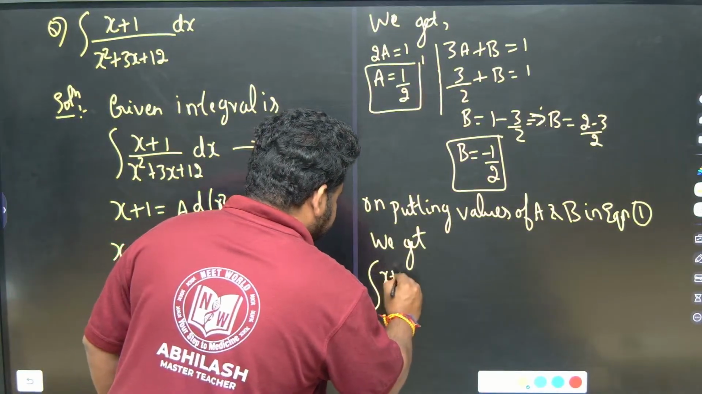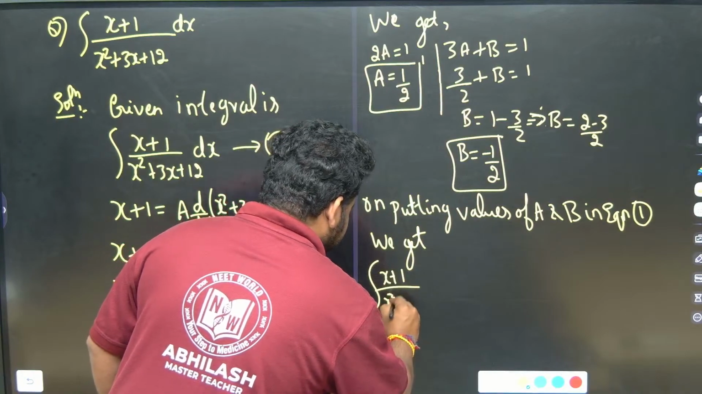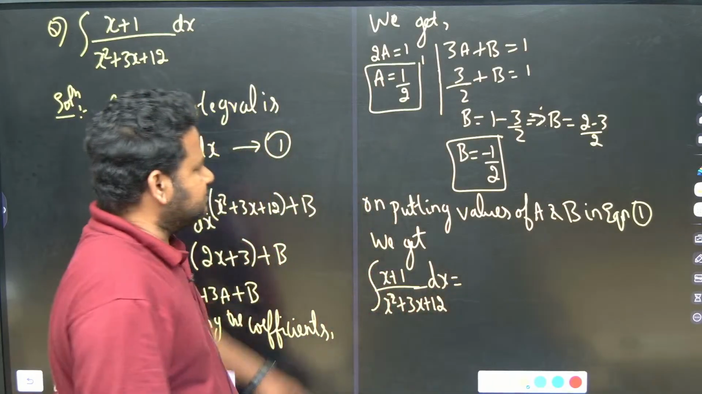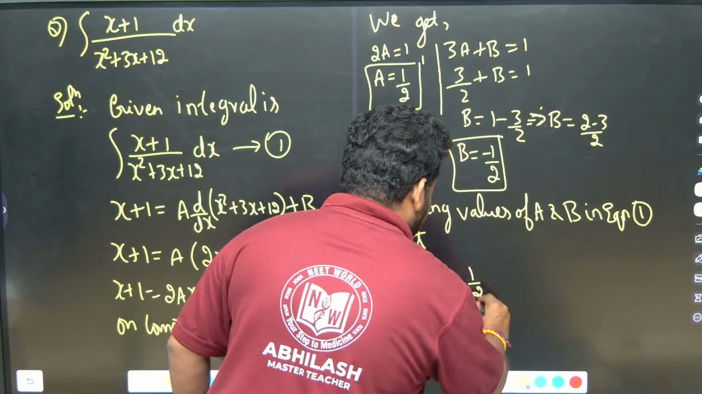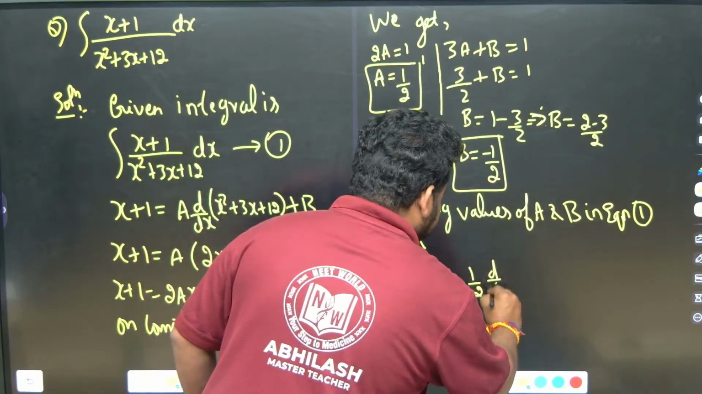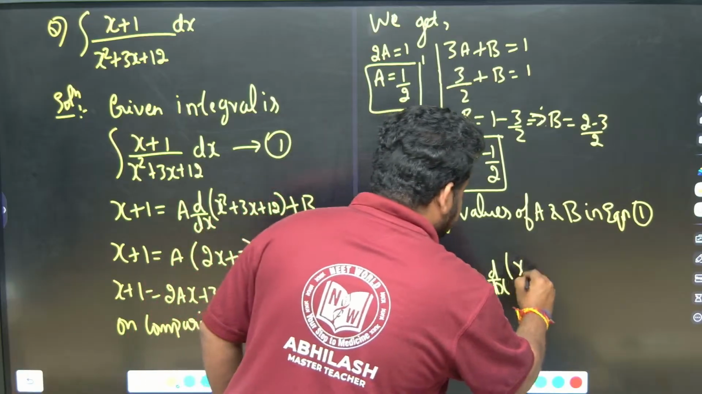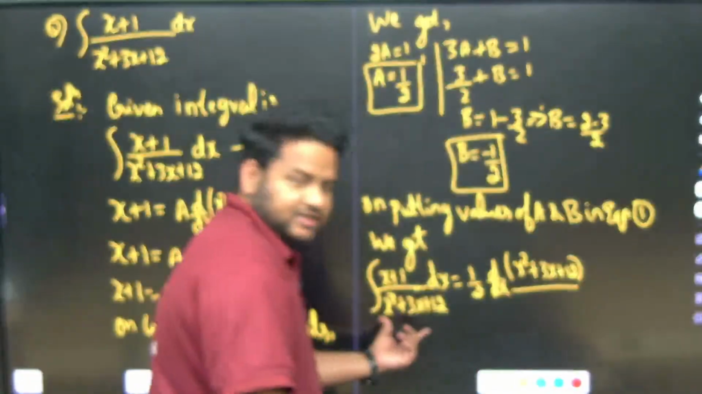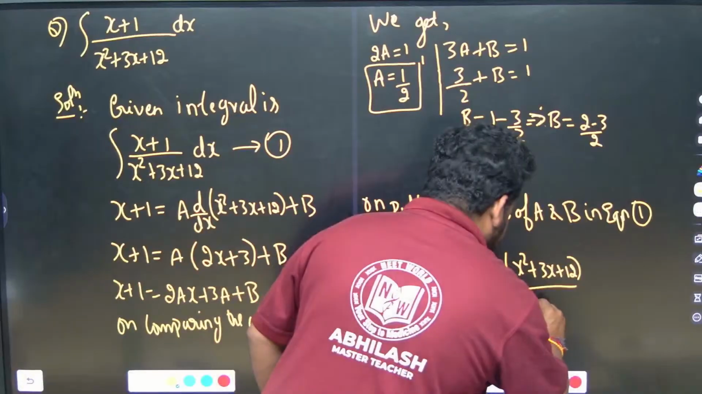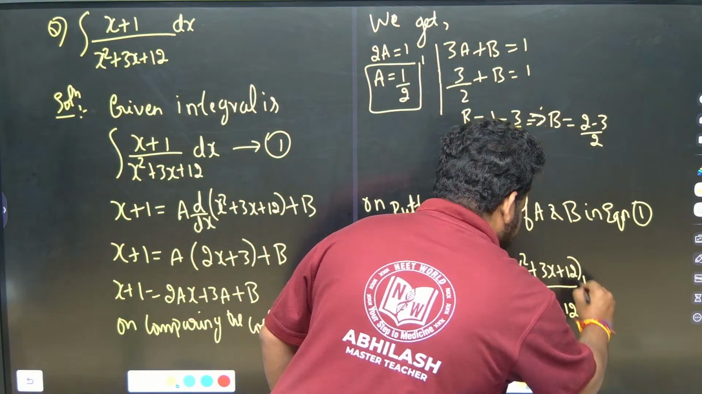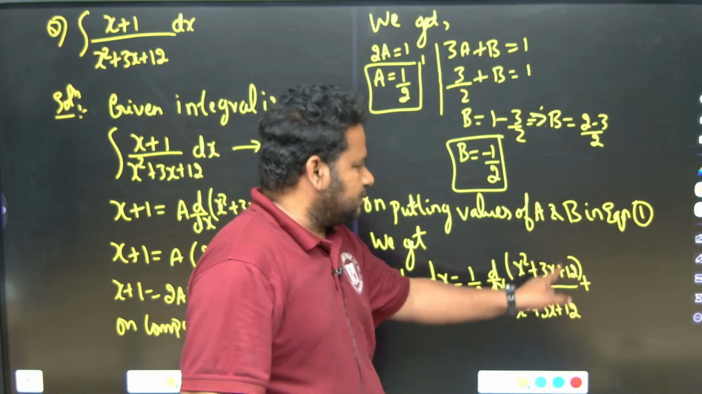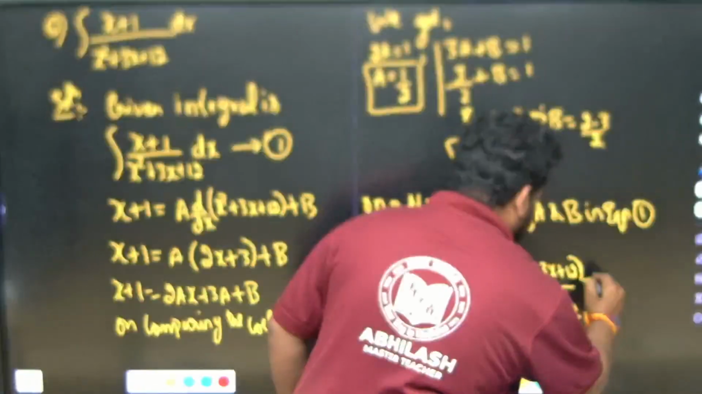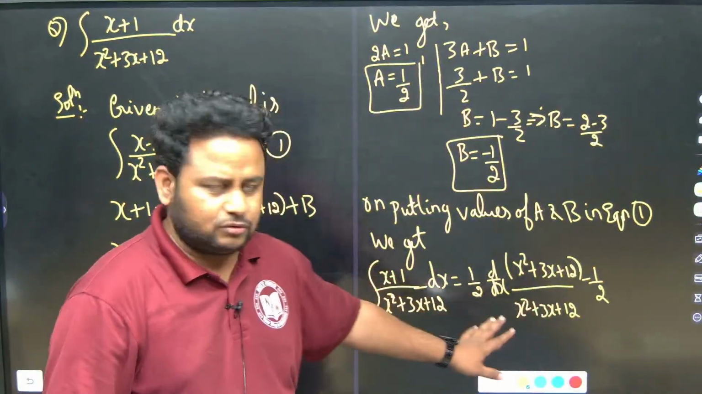Integral of x plus 1 by x square plus 3x plus 12 dx will be equal to a times, that is 1 by 2, into d by dx of the denominator x square plus 3x plus 12, divided by x square plus 3x plus 12, plus b, which is minus 1 by 2, divided by this one.